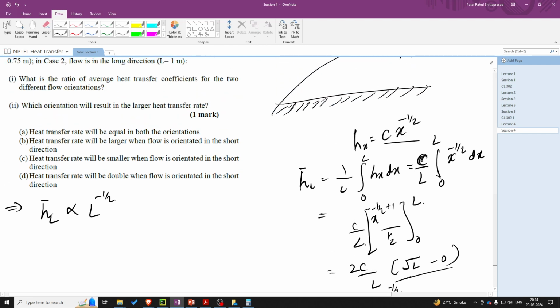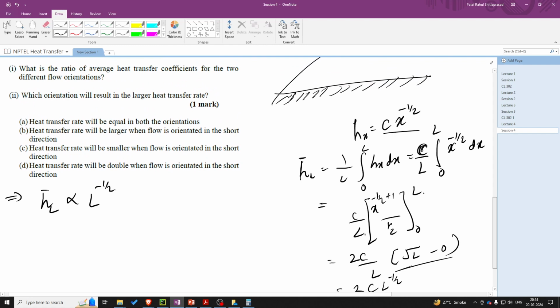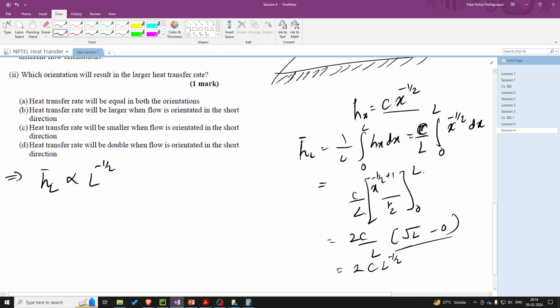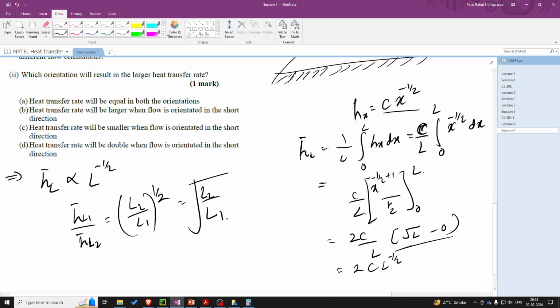The ratio of average heat transfer coefficient will be, let's say, HL1 upon HL2. So it will be nothing but L2 by L1 raised to half, that is under root of L2 by L1. So this is the ratio that had been asked.